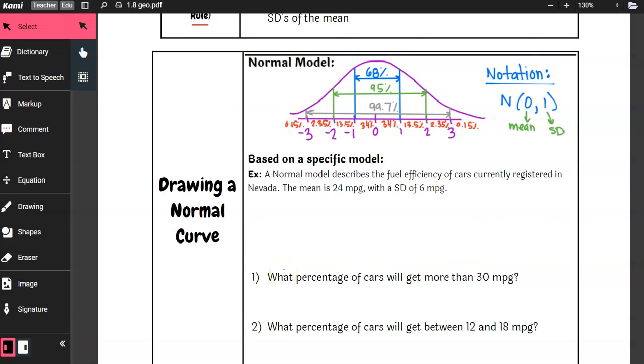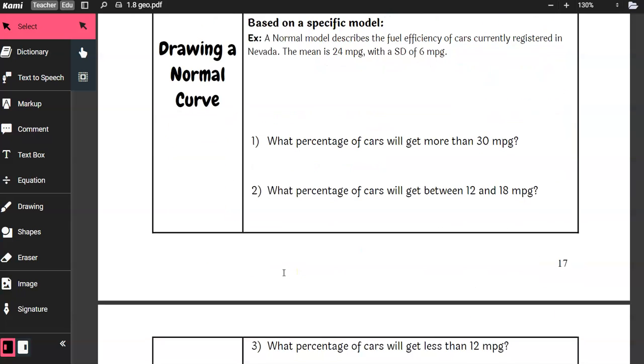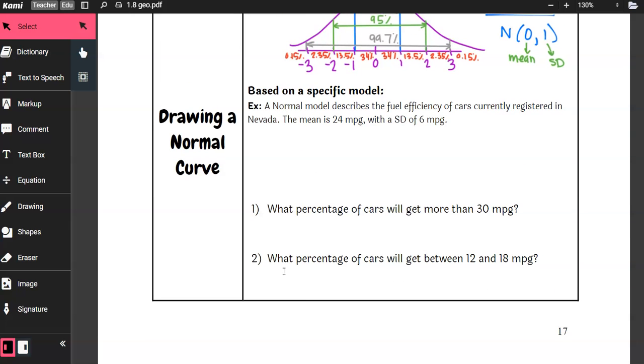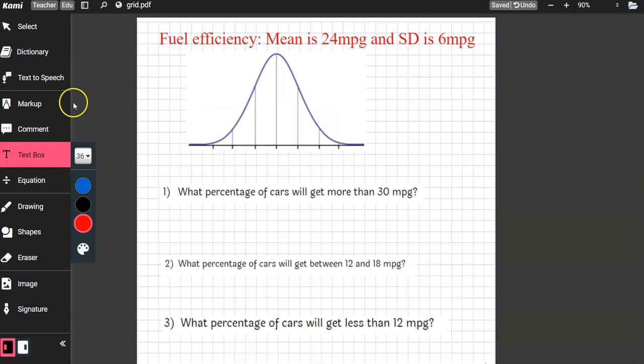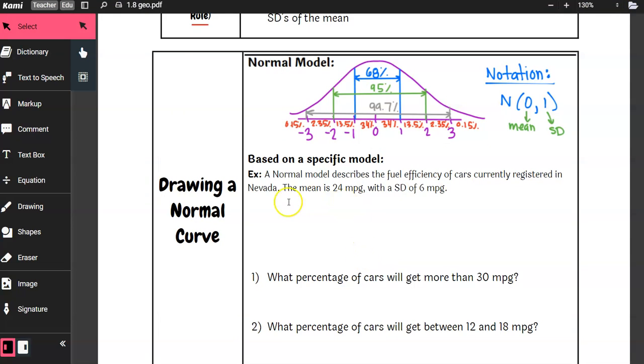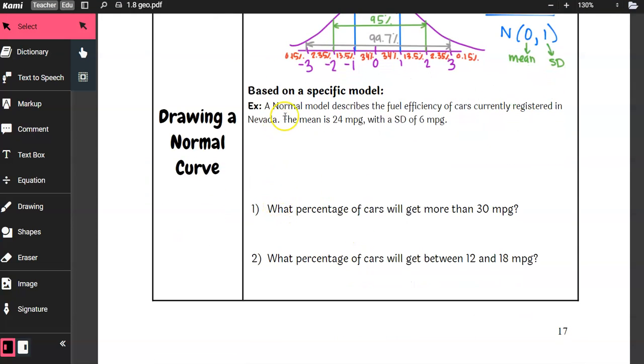Here is an example that has 3 questions. You could pause the video here and try to answer this question on the normal model. All right, and then I will use a separate page to work out this problem here. It says a normal model describes the fuel efficiency of cars currently registered in Nevada. The mean is 24 miles per hour.